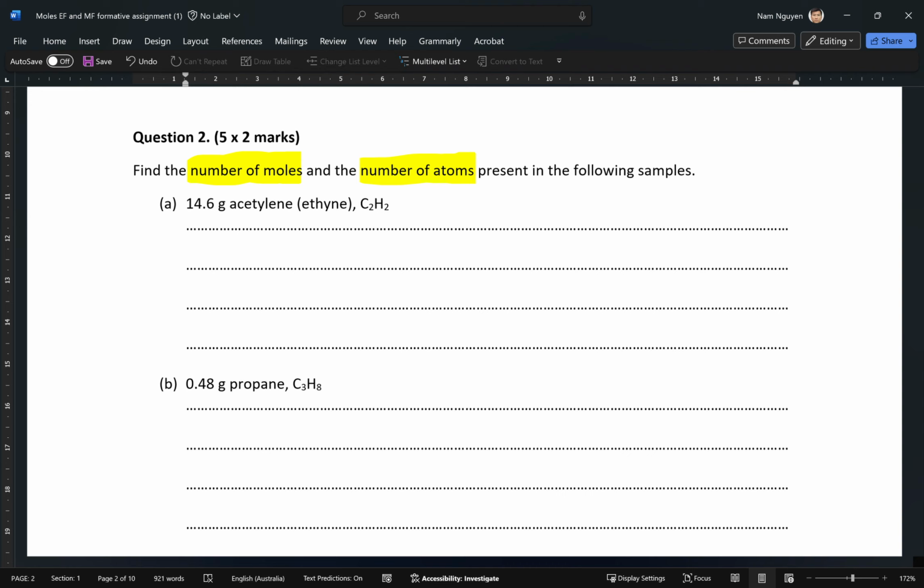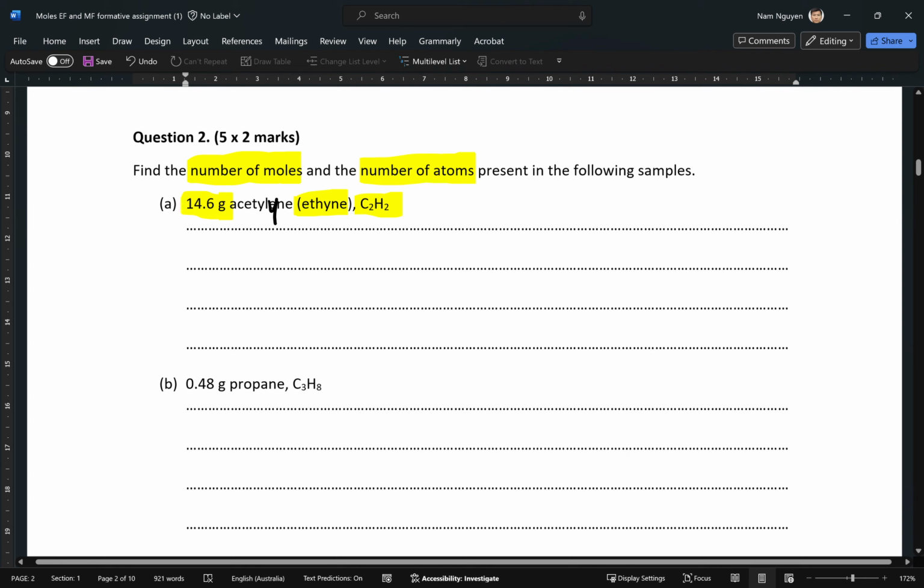We have 14.6 grams of ethyne, which has a chemical formula of C2H2. Fairly certain that the name of this over here is wrong. It should be that.